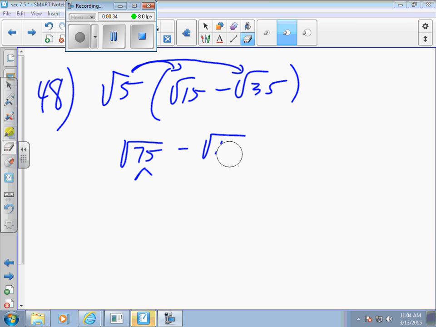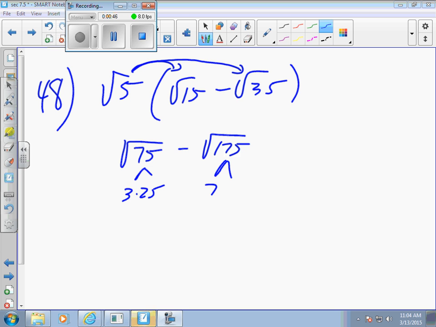150, 150, 175. So when I simplify this, this is 3 times 25. This is going to be 7 times 25. Remember, when you bring it out of the radical, you have to take the square root of it. So the square root of 25 is 5 outside, minus the square root of 25 is 5 outside the radical. Because there's different radical parts, we cannot put them together.